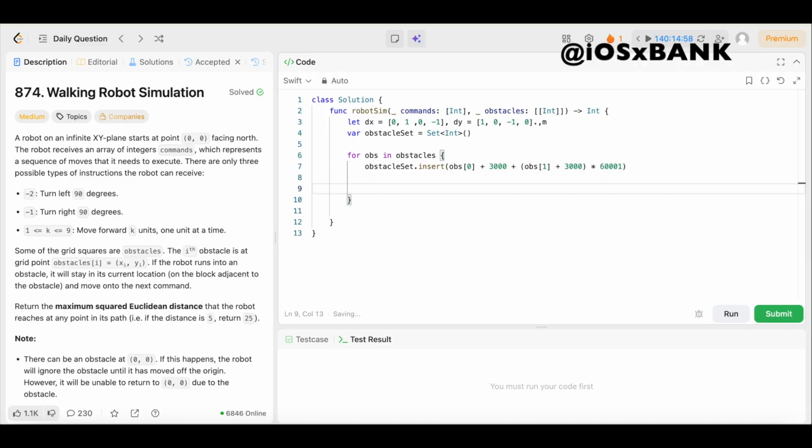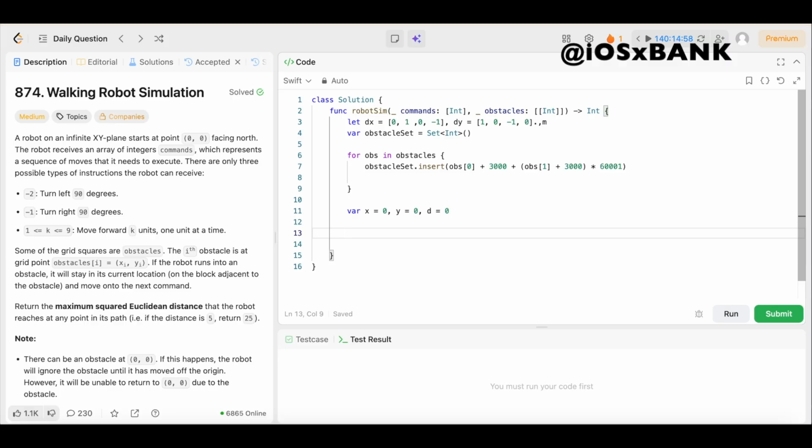Boom. Hold on. Then we're going to come underneath this for loop, so outside of the for loop, and the robot starts at 0, 0 facing north, so we're going to declare a variable called x, set that equal to 0, then we'll say comma y, set that equal to 0, then we'll say comma d and set that equal to 0. Boom. Now we're going to track maximum Euclidean distance squared from origin.